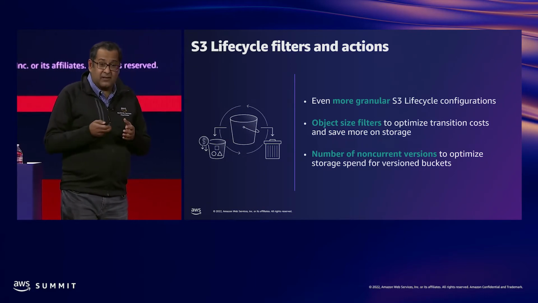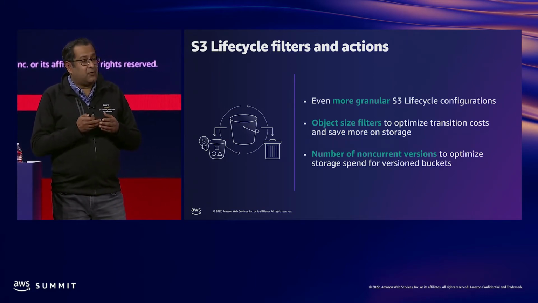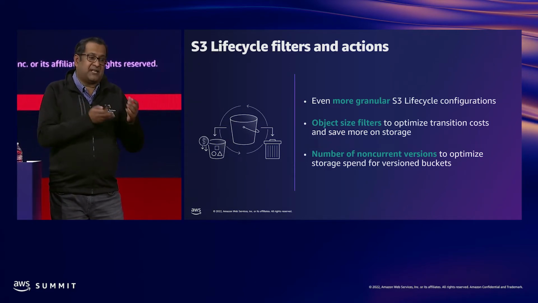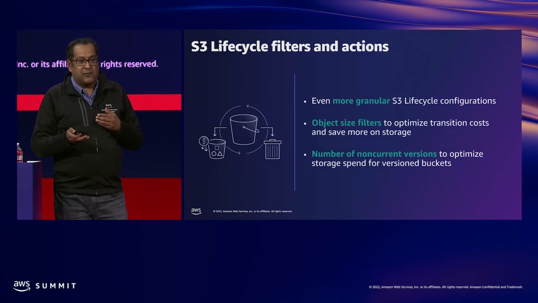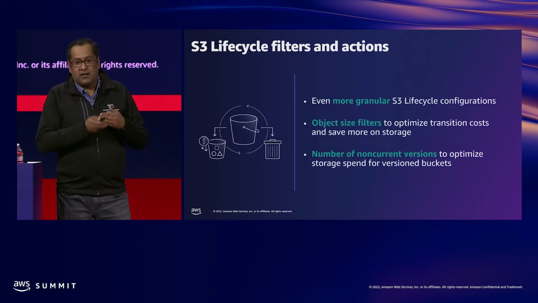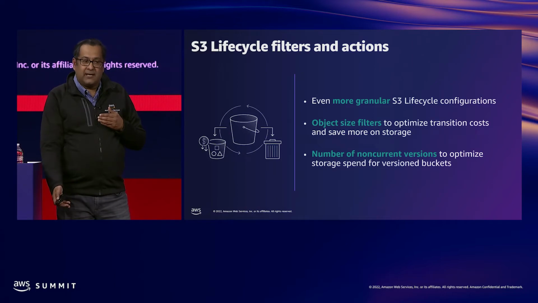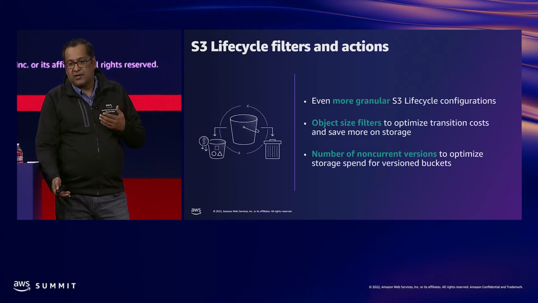The second thing we did was we introduced the ability to set the number of non-current versions. So with S3, you can have versioning turned on, right? So what that means is that if you have a cat.jpg and you actually overwrite that with another cat.jpg, the previous version will be saved, right? And that can very quickly add up over time. You can have 10, 15, 20 versions of the same object as you modify the object.